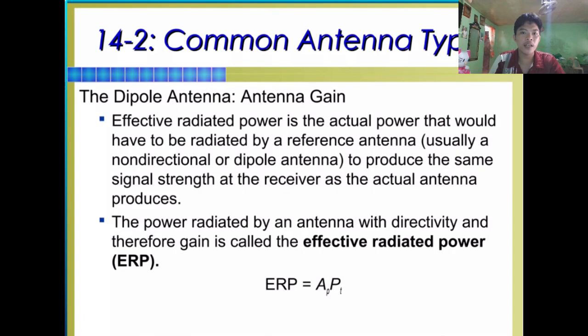Effective radiated power is the actual power that would have to be radiated by a reference antenna, usually a non-directional or dipole antenna, to produce the same signal strength at the receiver as the actual antenna produces. The power radiated by an antenna with directivity and therefore gain is called the effective radiated power, ERP. ERP equals E sub P times P sub T.